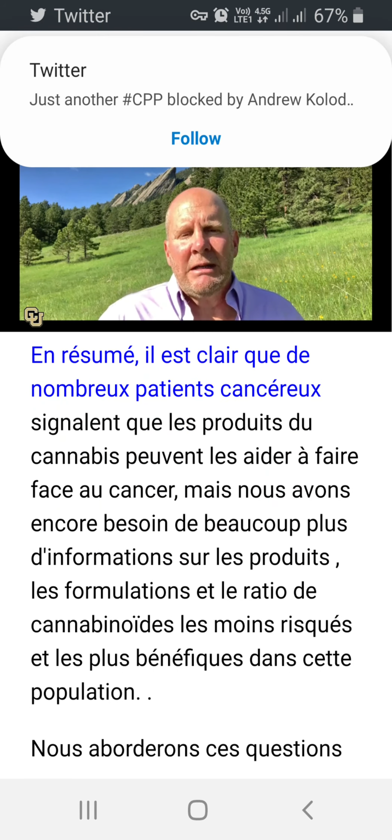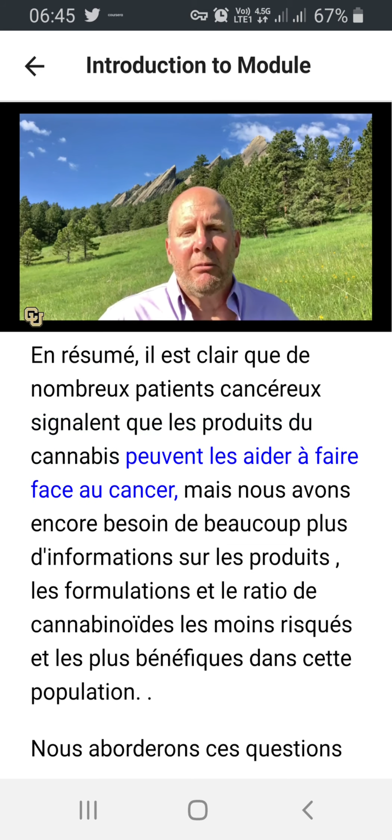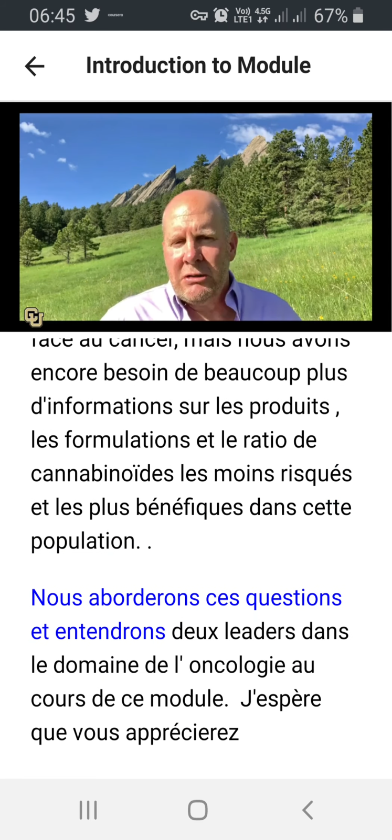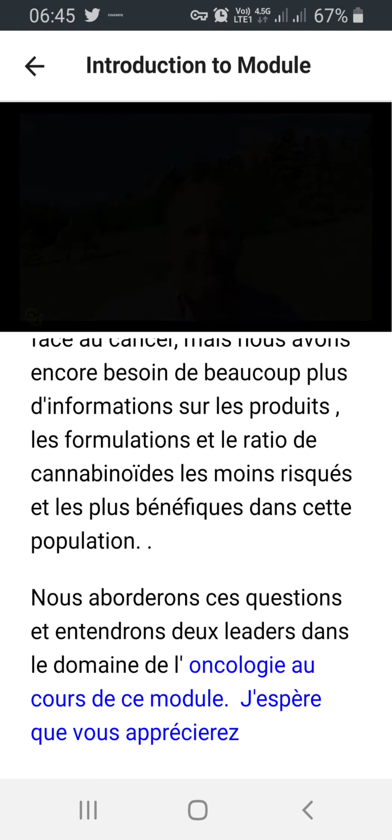In summary, it is clear that many cancer patients report that cannabis products may help them cope with cancer, but we still need a lot more information on which products, which formulations, and which ratio of cannabinoids are least risky and most beneficial in this population. We will cover these issues and hear from two leaders in the field of oncology during this module. I hope you enjoy it.